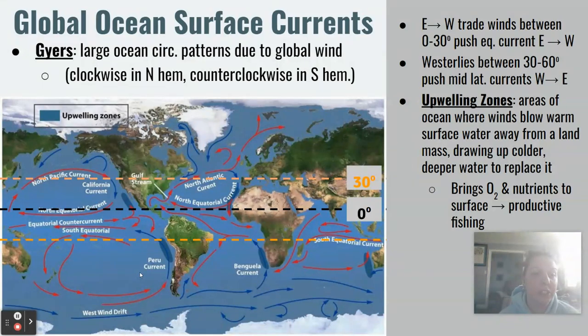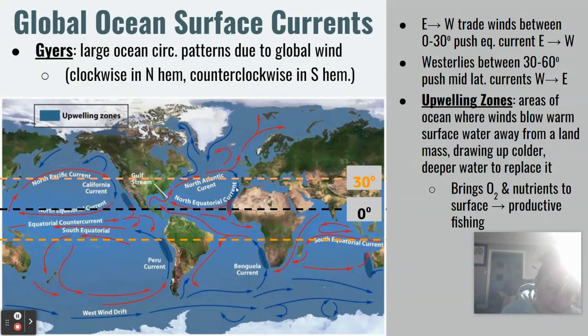All right, so first thing we need to talk about are gyres. They are these large, predictable circulation patterns in the ocean, and they're due to global wind patterns. So we see the ocean kind of churning clockwise in the northern hemisphere and counterclockwise in the southern hemisphere. And that's going to be because of those wind patterns. In the northern hemisphere, from 0 to 30 we see the trade winds going east to west. So they're pushing the current from east to west, so it creates this clockwise motion.